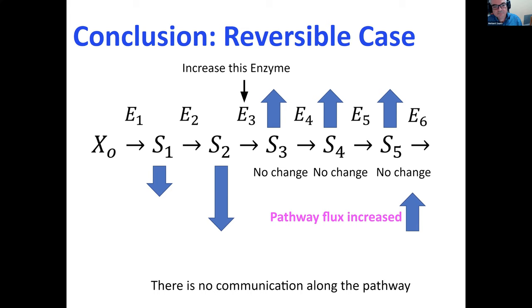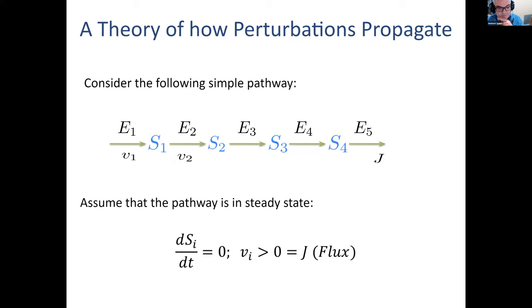All right, can we measure this somehow? Can we quantify this? What I'm going to do now is focus only on the steady state. We are going to assume from now on that the pathway is at steady state. I'm not going to look at transients, that's too complicated. At steady state, we know that all the rates of change of S are zero, but there is a net flux. That's the steady state.